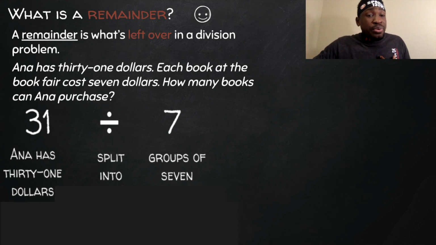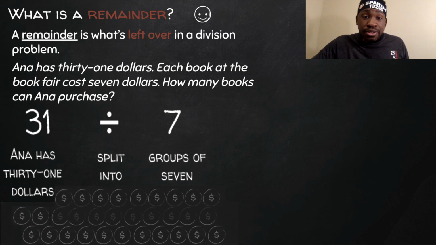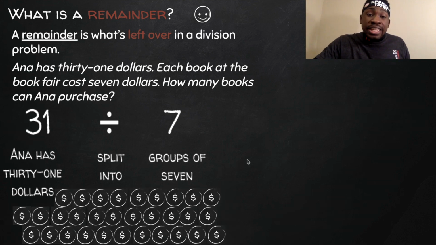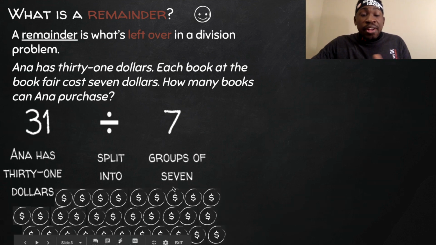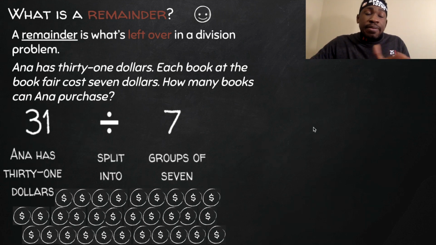So what I want to do is show my $31 first, okay? So boom, each one of these is representing $1. And so I have 31 of them. If you don't believe me, you can pause the video and count it yourself. Anyways. All right, I have $31. I'm going to split them into groups of 7, okay? So that's each going to represent 1 book.